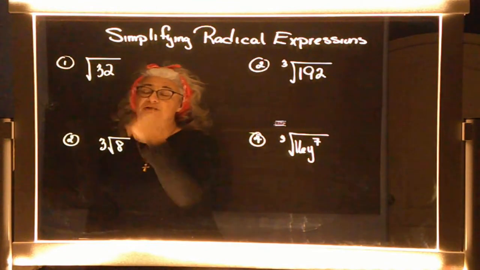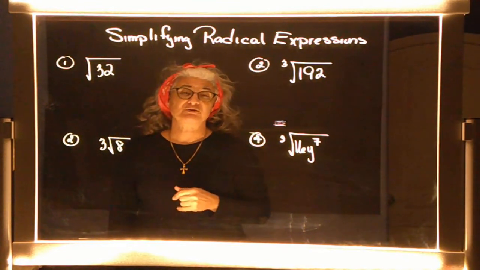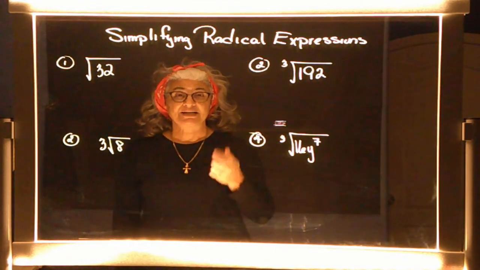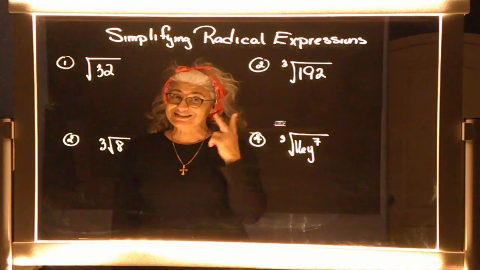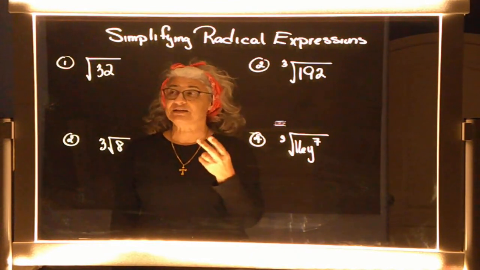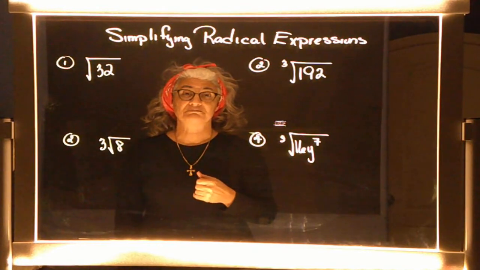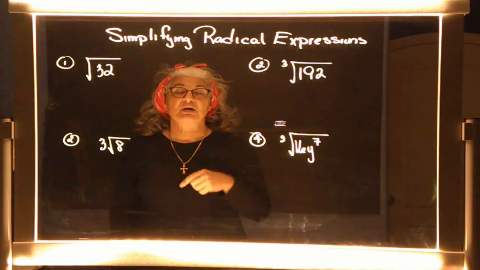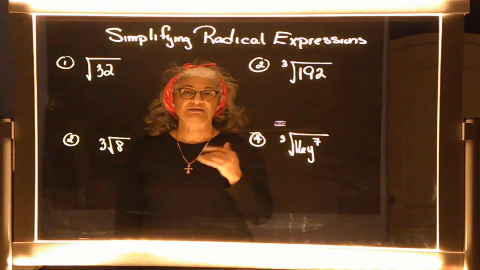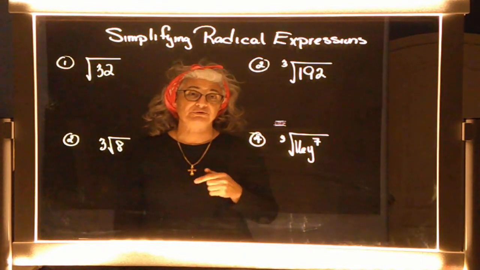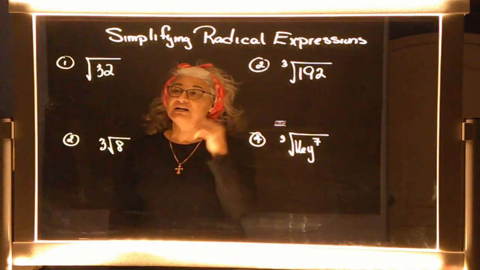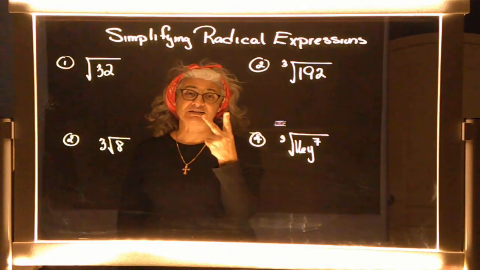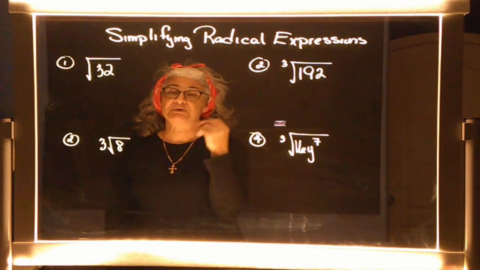For example, look at number 1. It's asking me to take the square root of 32. Now, that means I need 2 of the exact same number multiplied together to give me 32. Perfect square? No. So here's the thing. We need to find a way to find the square root of 32 because somewhere in there, there's got to be at least 2 of a kind. Because remember, square root means 2 of a kind.